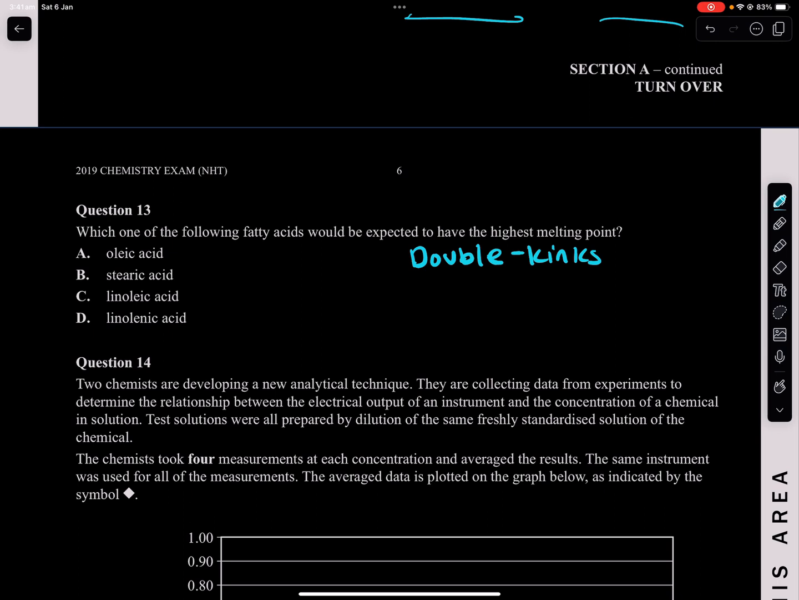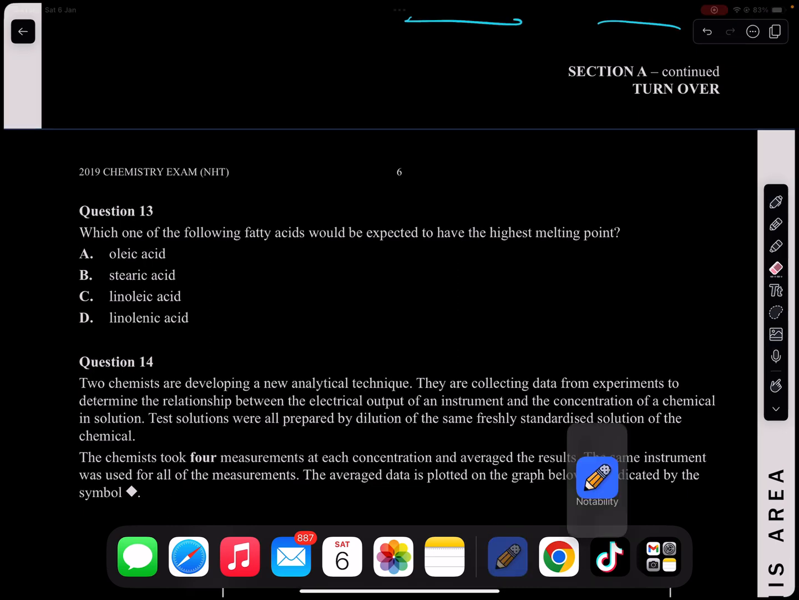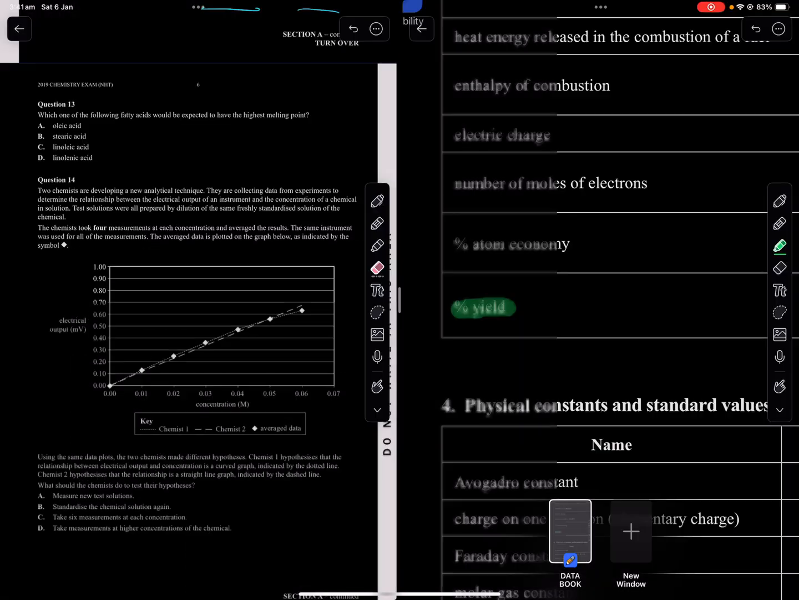It will actually destroy that melting point. So it's very important. The more kinks it has, so the more double bonds it has, the lower its melting point is. So that's important. And so let's look at this question looking at our data book.